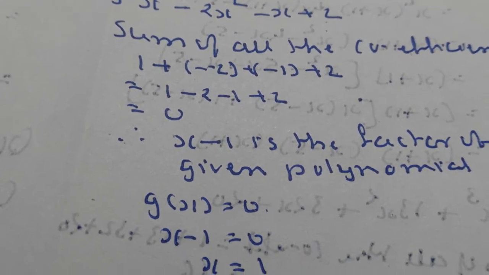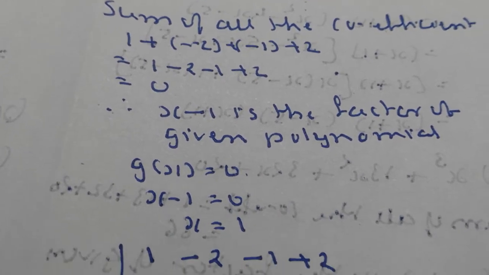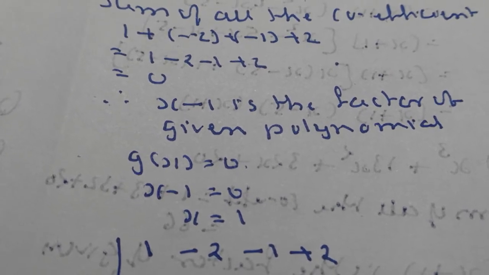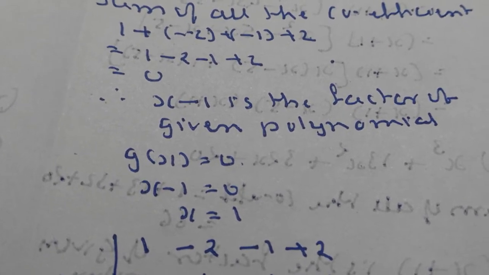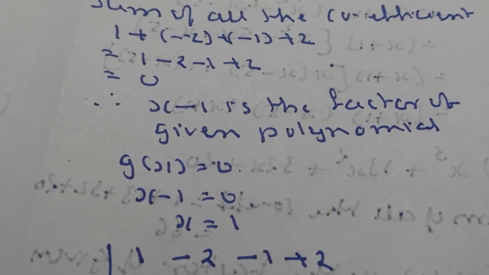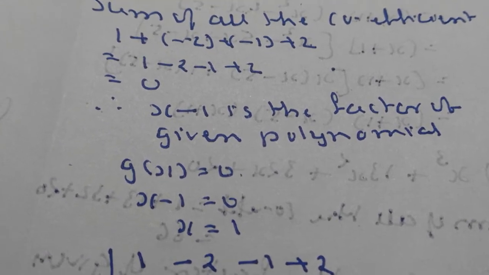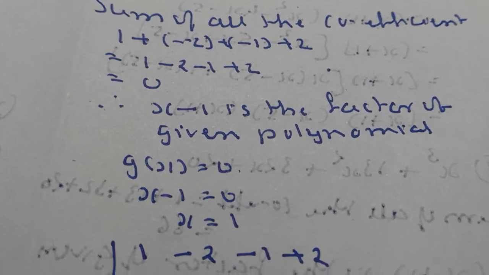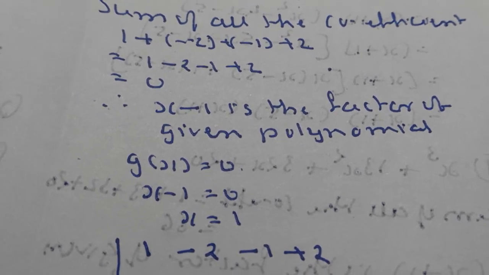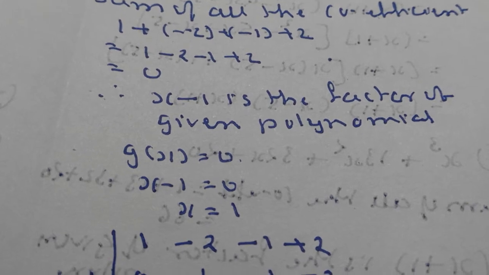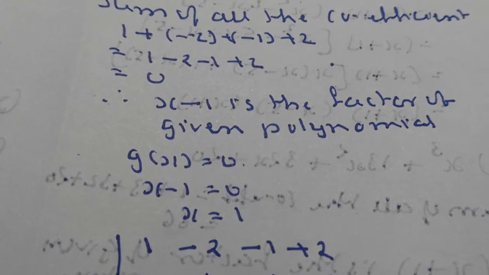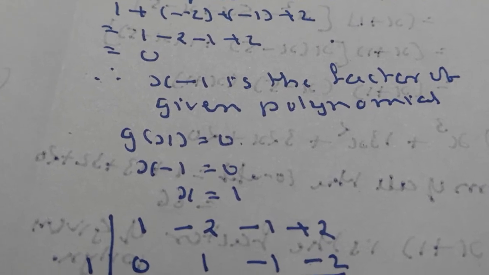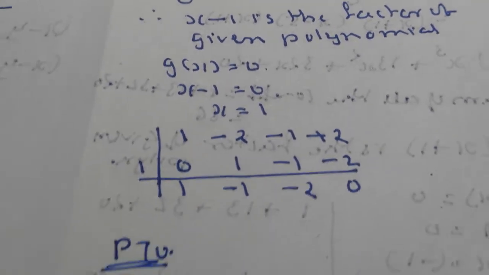When the sum of the coefficients is 0, remember x − 1 is a factor of the given polynomial. And if it is any other number, negative or positive, then x + 1 will be the factor. Here the sum is 0. So x − 1 is a factor of the given polynomial. So we assume g(x) = 0, so x − 1 = 0. So x = 1. I have got the value of x = 1.